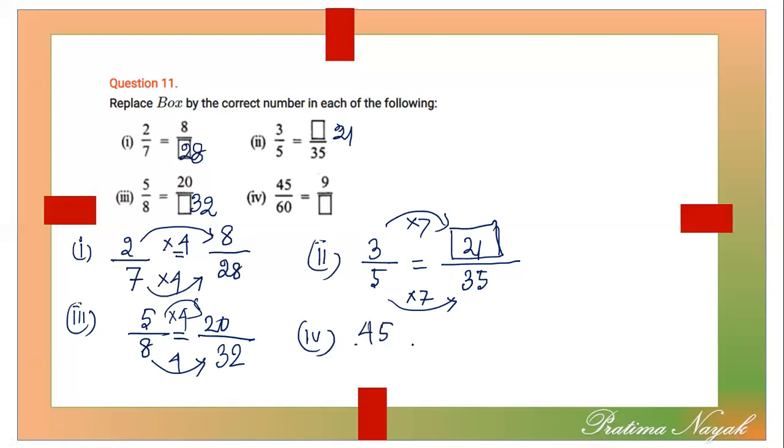45 by 60 is equal to 9 upon the box. That means 9 is smaller than 45. So that means it is divided by what? Divided by 5. So I'll divide by 5 here. 60 divided by 5 is 12. So this is the answer, 9 by 12.